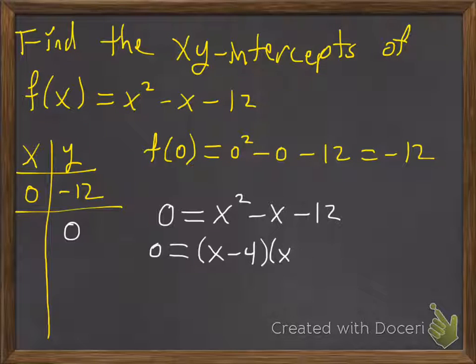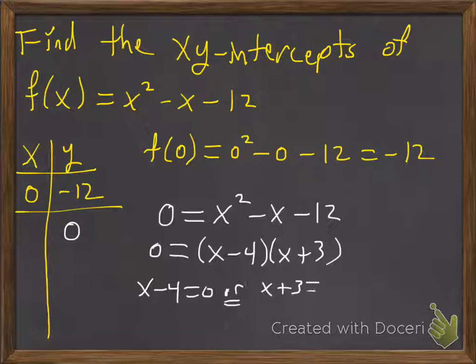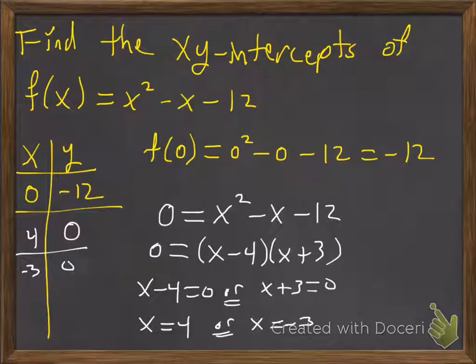x minus 4 and x plus 3. That's going to give us the two roots or intercepts here, so we're going to set each factor equal to 0, and we'll go ahead and solve those. We'll add 4 to the first one, x is 4, or subtract 3, and we have x is negative 3. So that gives us the two intercepts, (4, 0) and (negative 3, 0).